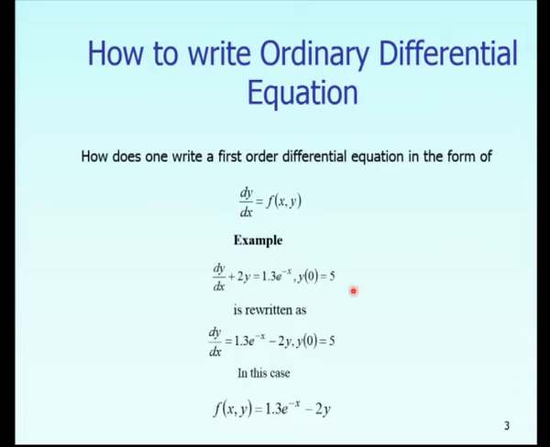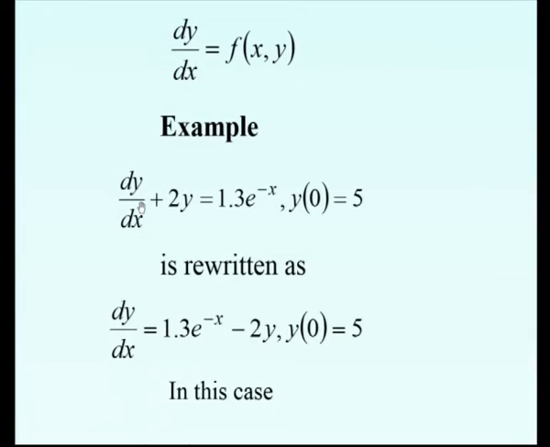So, this is the differential equation, and it is not in this form. How to write the second equation in the first form? You can rewrite it by taking the 2y part to the right side. When you take it to the right side, the equation is rewritten in the following form, dy by dx equal to 1.3 e raised to minus x minus 2y. The initial condition is not changed. Now, I keep the right hand side 1.3 e raised to minus x minus 2y as a function of x and y.